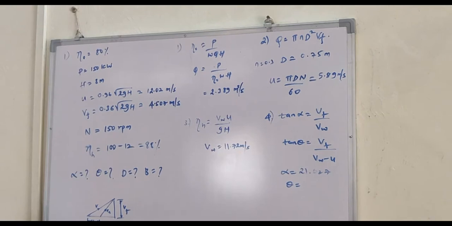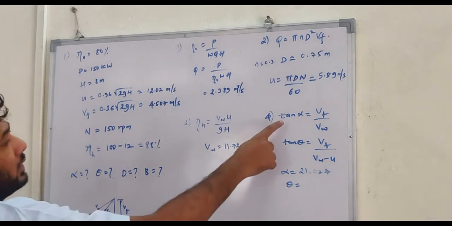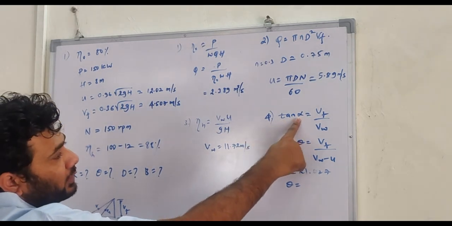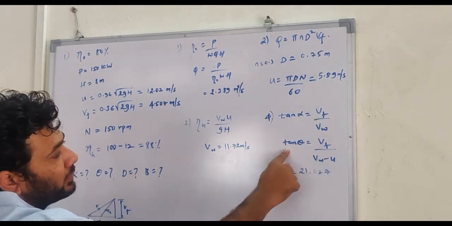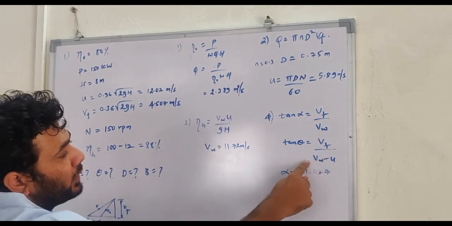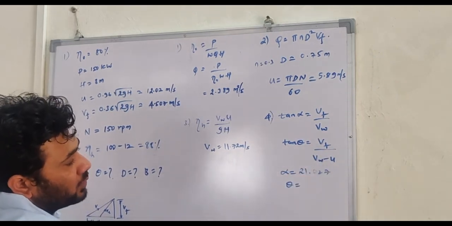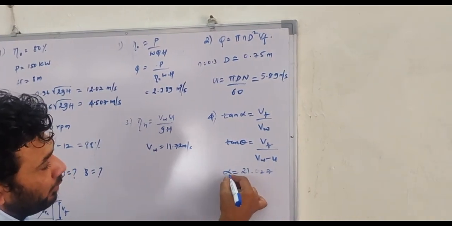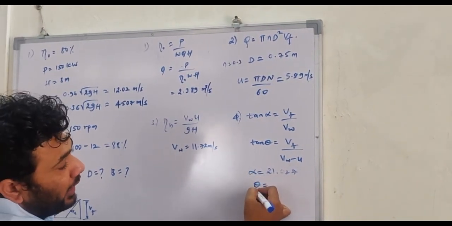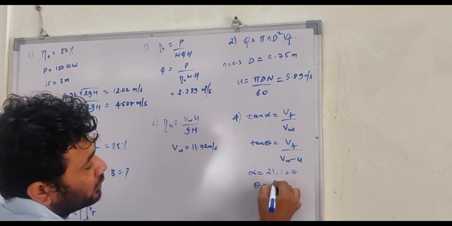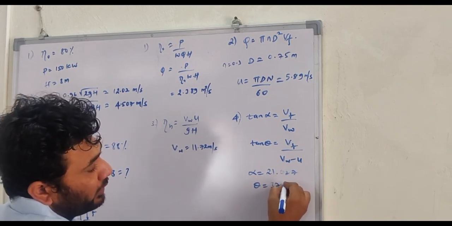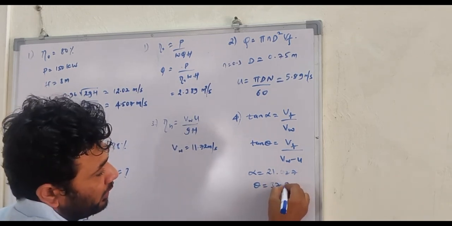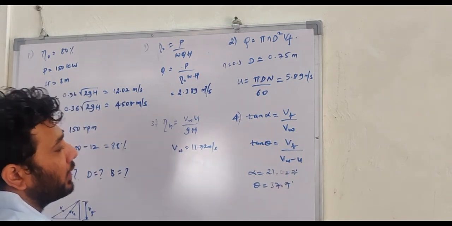So we already know the inlet velocity triangle. From the inlet velocity triangle, we could be able to conclude tan of alpha is equals to Vf by Vw, tan of theta is equals to Vf divided by Vw minus u. Right. So from these two, we could be able to calculate how much is guide blade angle and angle of vane at the inlet. So which will be 21 and 37.7 degrees. Okay.